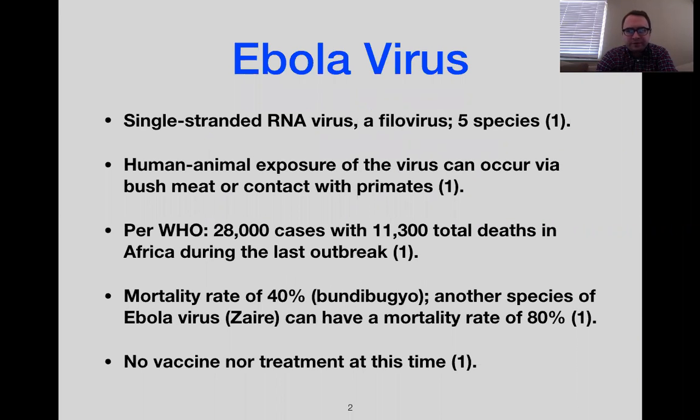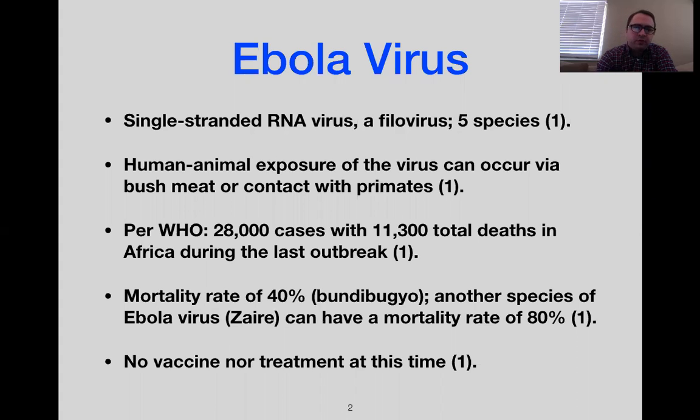So the Ebola virus is a single-stranded RNA virus, a filovirus. There are 5 species of Ebola. Human to animal exposure of the virus can occur via bushmeat or contact with non-human primates. And per the World Health Organization, there were 28,000 cases with 11,300 total deaths in Africa during the last outbreak.